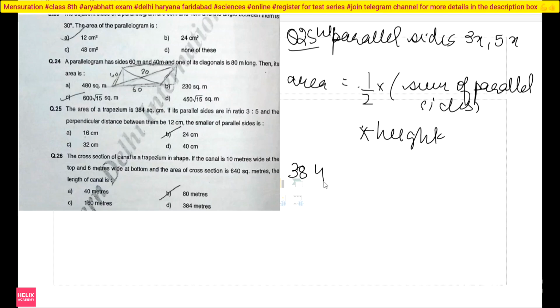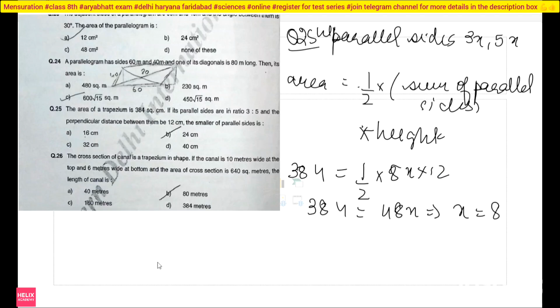So what does it become? 384 given is equal to 1 by 2 into 8x into 12, right? So 384 is equal to 48x. This implies that x is equal to 8. So your smaller side, whose ratio is 3x, becomes 24 centimeter.